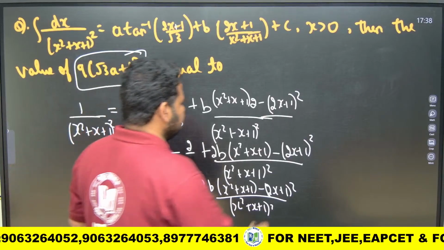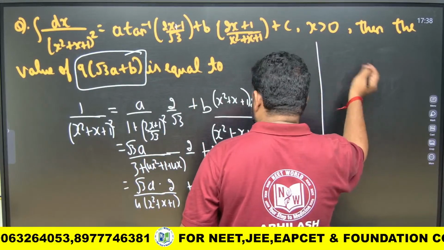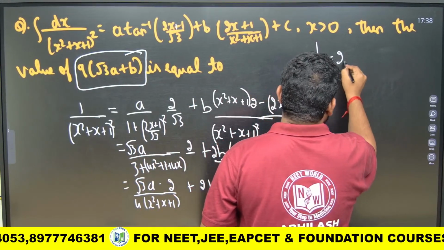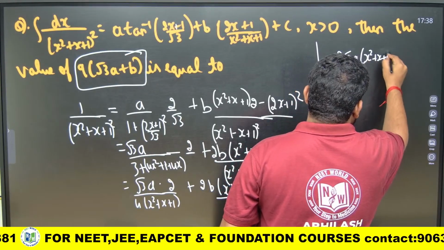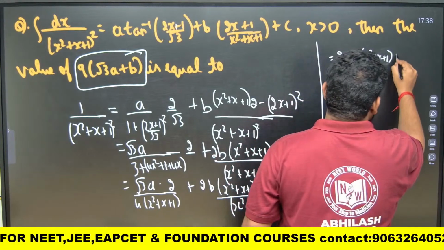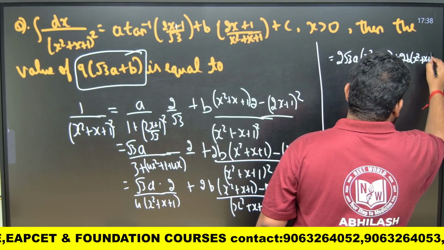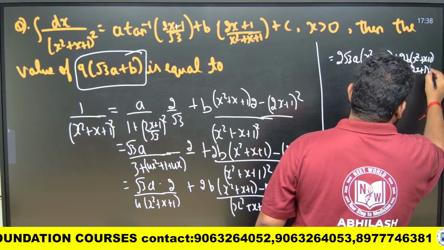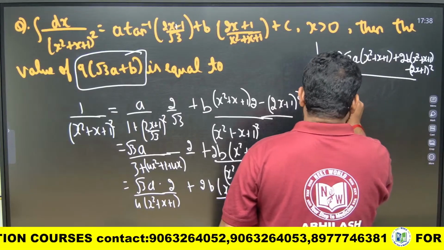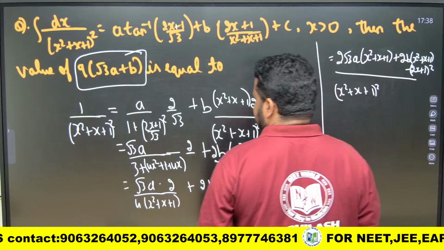If I take LCM here, this entire question will become equal to, I am taking only RHS, it will become 2 root 3a into x square plus x plus 1, plus 2b into x square plus x plus 1, x square plus x plus 1 minus 2x plus 1 whole square. This entire thing divided by x square plus x plus 1 whole square.